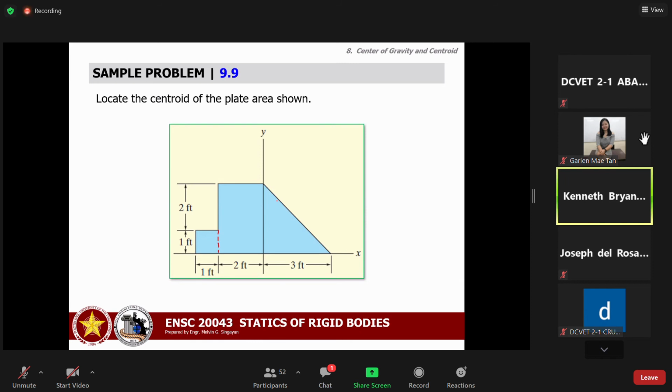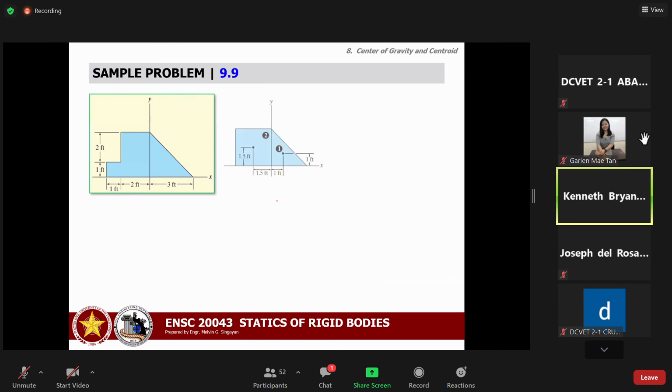If I'm going to solve this problem, I will divide this into these three composite parts. But the reference book did it differently. It assumed that this is a whole rectangle, then this rectangle here will be subtracted. So this plus this minus this one will give you this composite area. The result will be the same, so it doesn't matter how you divide the area, because the centroid of that area will be the same. It just depends on how easy or difficult you want the chosen composite parts to be.